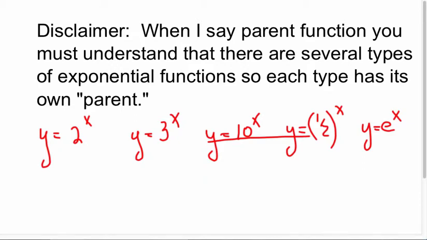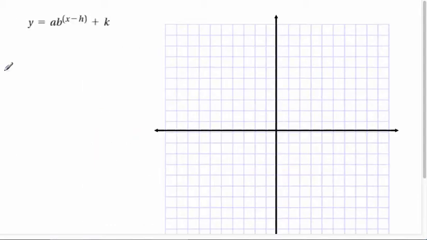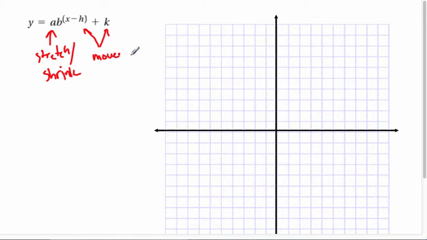So let's look at the next function. We're going to look at how to transform the parent. So remember, we have this, which is going to either stretch or shrink the function itself. And these two values are going to move it horizontal and vertical.